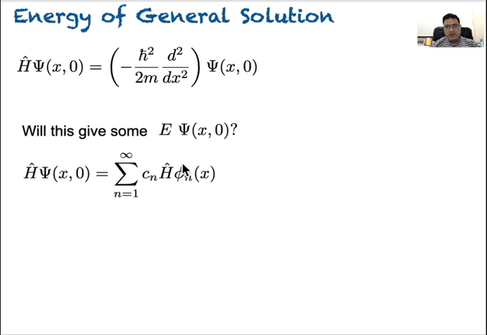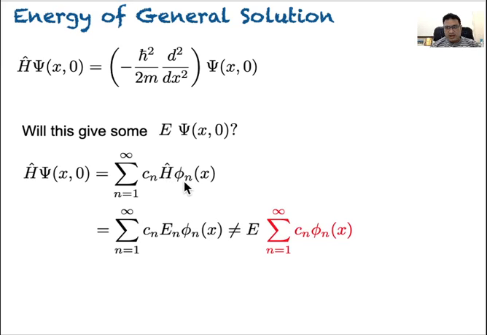We know the value of this when we discussed the eigenvalue equation, because this phi n is an eigenstate of this Hamiltonian with eigenenergy En. So we can rewrite this part: H times phi n of x is equal to En times phi n of x. This expression is not equal to E times the summation over n of Cn phi n of x, because this is your psi of x, 0. So this H psi of x, 0 does not equal E times psi of x, 0.